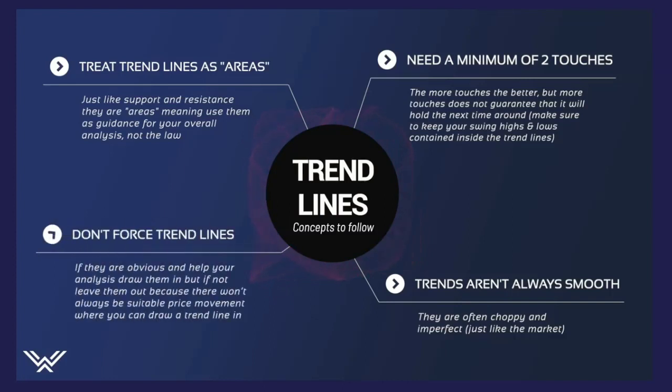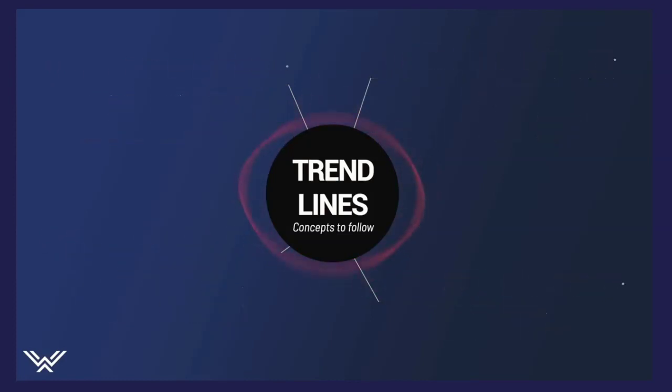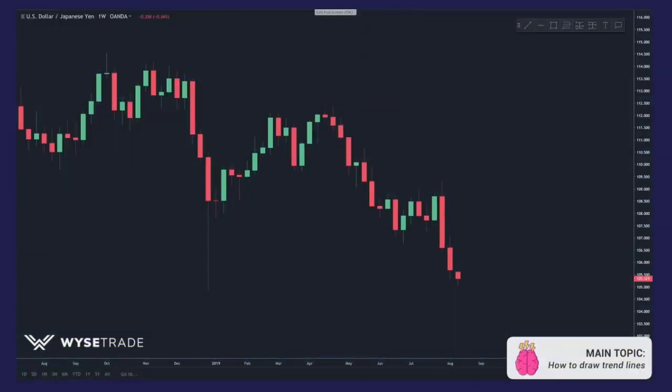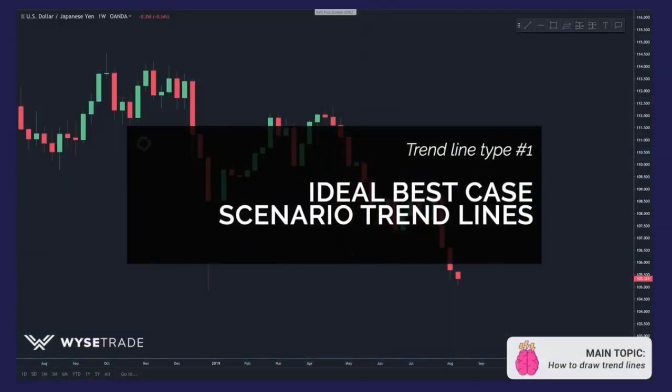4. Don't force trend lines. If they are obvious and help your overall analysis, draw them in, but if not, leave them out, because there won't always be suitable price movement where you can draw a trend line on it. So now let's start simple with what ideal, best case scenario trend lines will look like.